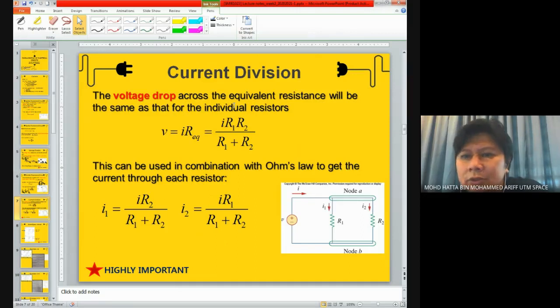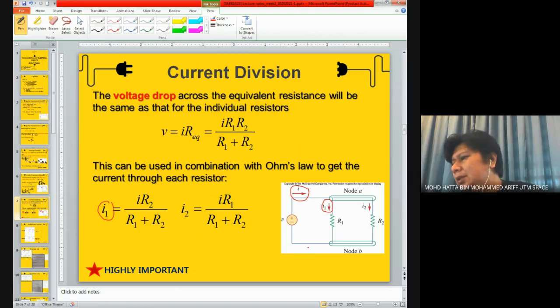again we try to relate with another formula, which is known as current division. In current division, you can find the value of current I1 over here, without knowing the voltage drop across this resistor. What you need to know is the value of the current over here.